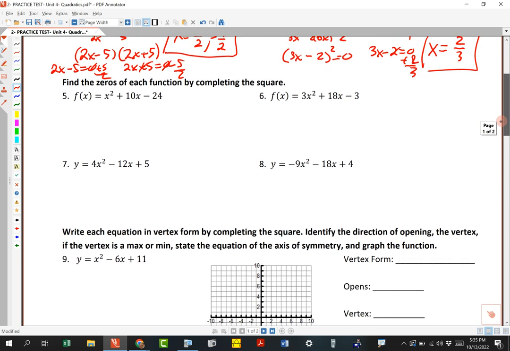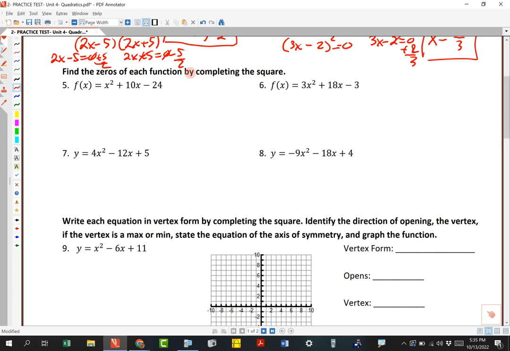Let's take a look at the next one here. Same instructions, except now we have to complete the square. So let me change over here. We want to complete the square on this one. So this is what we're going to do. We're going to set this equal to 0. And then we're going to move the 24 to the other side.